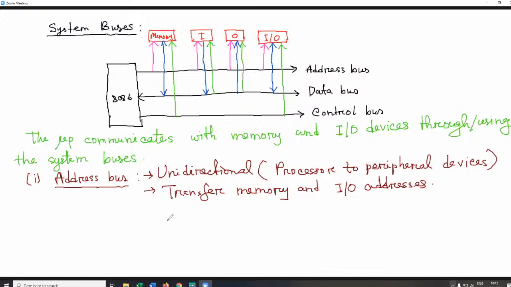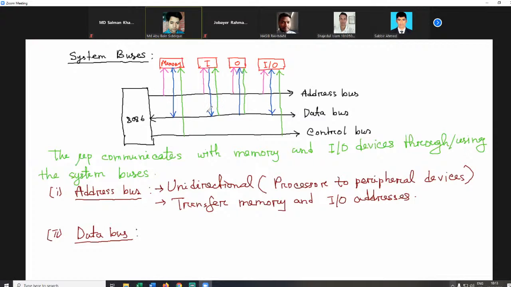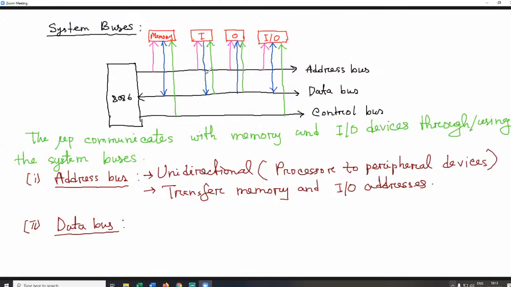Okay, the next one is the data bus. So let's talk about the data bus here. Is this data bus unidirectional or bidirectional? So this is bidirectional, right? Yes, sir. Data bus is bidirectional. Okay, so what is the direction? If you look here, the direction is bidirectional.